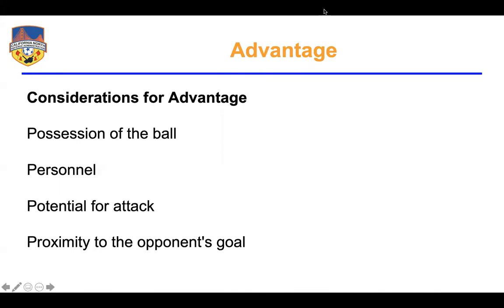The 4 Ps is a quick and easy way to remember what that looks like. Possession of the ball, personnel, potential for attack, and proximity to the opponent's goal. So a question here, would you call advantage more in a high school game versus a youth game? In my mind, those are both the same. So I don't know what you mean by a youth game versus a high school game.